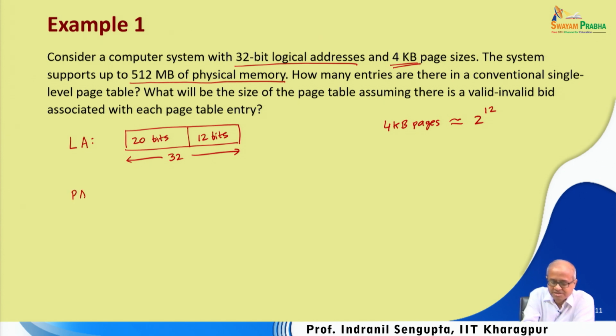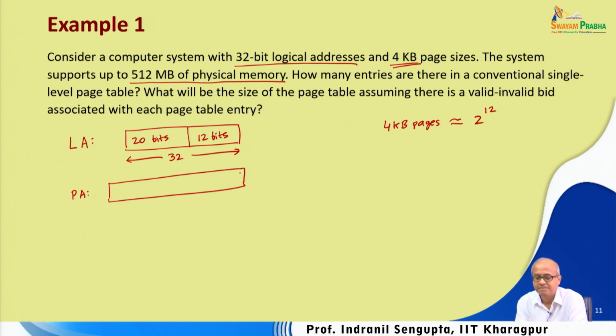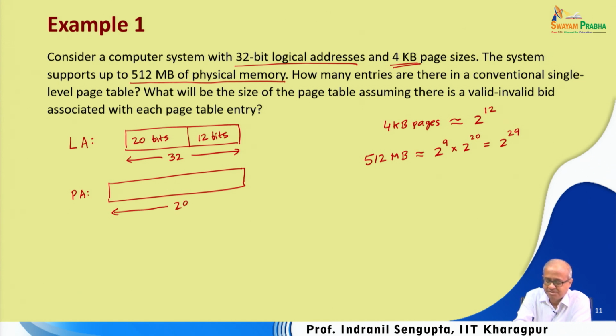Similarly, if you look at the physical address, it is mentioned physical address is 512 megabytes, number of bits is not mentioned. See, 512 is 2 to the power 9, mega means 2 to the power 20. So, this comes to 2 to the power 29. So, physical address will be in fact less, 29 bits. Out of them, the offset part will be the same because page sizes and frames are the same size, 12 bits. So, remaining 17 bits will be the frame number.